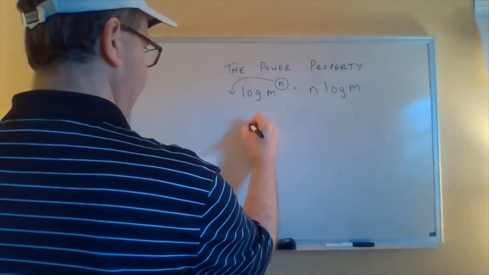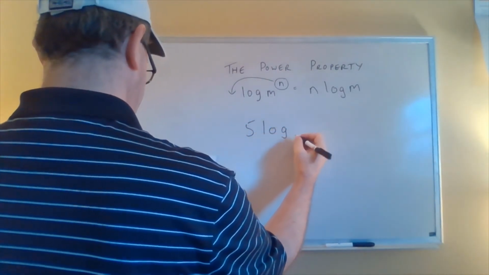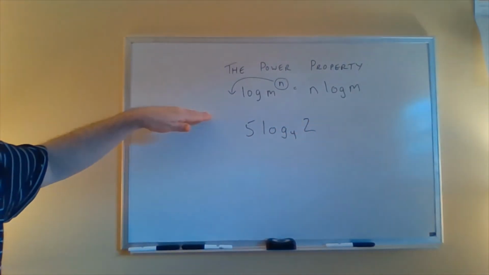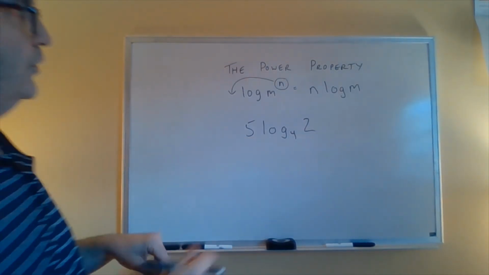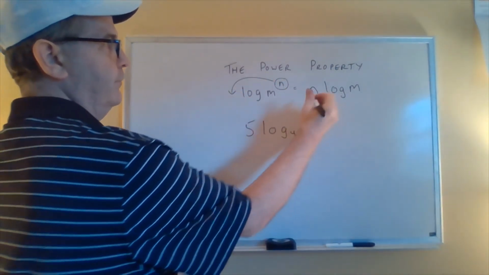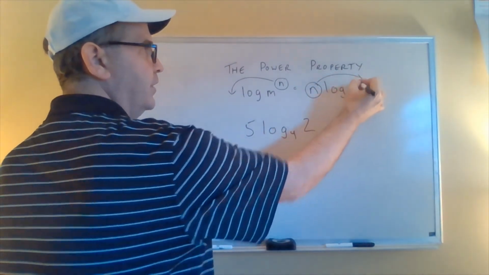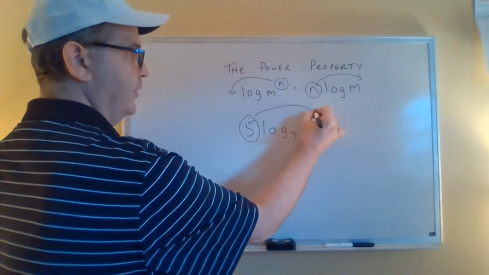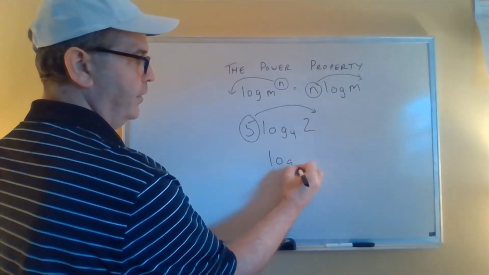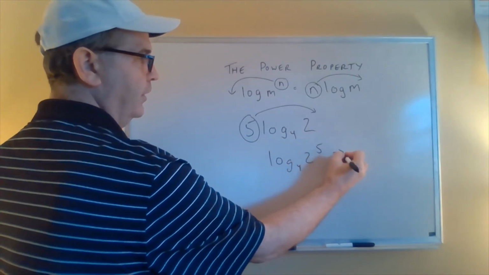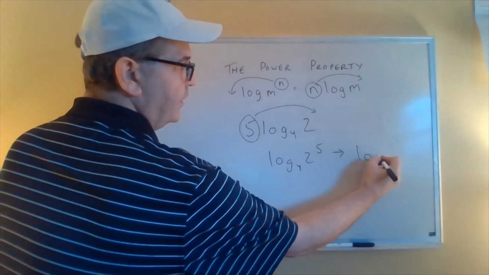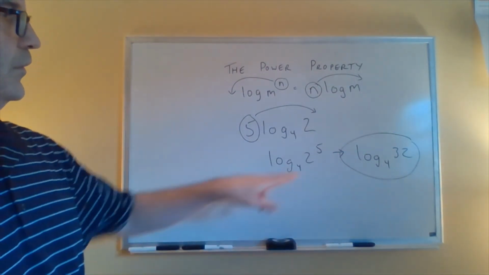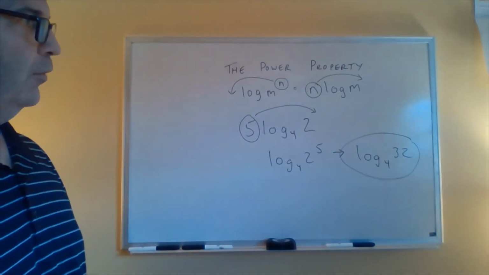So let's say 5 times the log base 4 of 2. And we're going to use the power property to rewrite this. Well, just like you could take that n and move it out in front, you could also take this out in front and move it into an exponent position. So if we move that 5 into an exponent position, we'll end up with the log base 4 of 2 to the 5th power, or we could just simply rewrite that as log base 4 of 32. So this is rewriting this one using the power property.